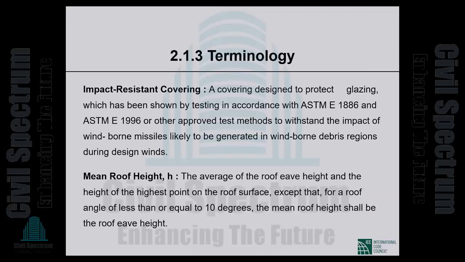Impact resistant covering. We talked about impact resistant glazing. This is covering: a covering designed to protect glazing, which has been shown by testing in accordance with ASTM, etc., etc. Mean roof height H: average of the roof eave height and the height of the highest point on the roof surface, except that for a roof angle of less than or equal to 10 degrees, the mean roof height shall be the roof eave height.